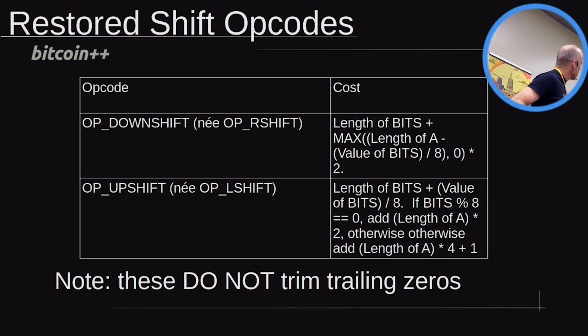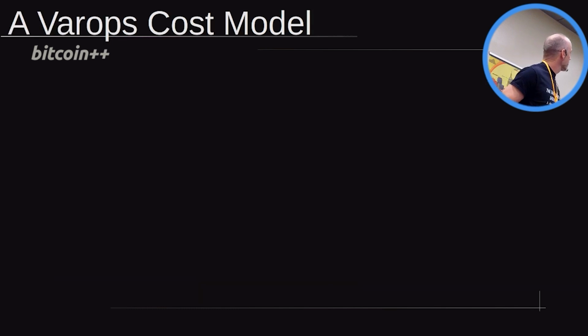Now, unlike the L shift and R shift, which was in 0.3.0, these versions do not trim the trailing zeros. Satoshi's implementation did. So they turned them into numbers, which means they trim the trailing zeros, because trailing in little endian means the big ones, right? So instead of 00001, you end up with just 1. We don't do that, because that's an interesting design choice for shifting.